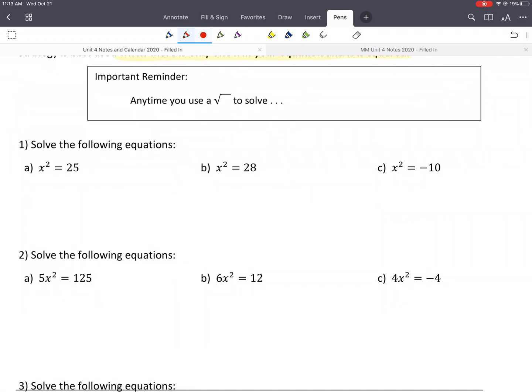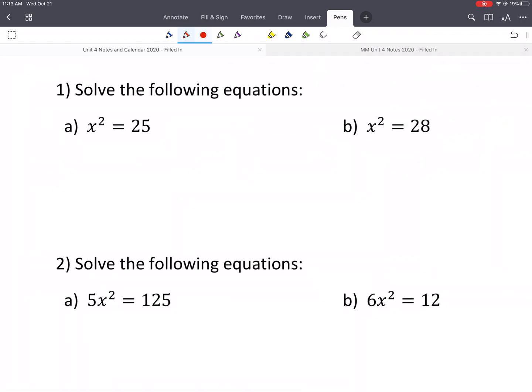Let's just solve a problem. It says solve the following equations. x squared is equal to 25. If we want to get x by itself, how do we get rid of the square? Well, we square root it. The opposite of squaring is a square root. So we would square root both sides, which would give us x. What's the square root of 25?